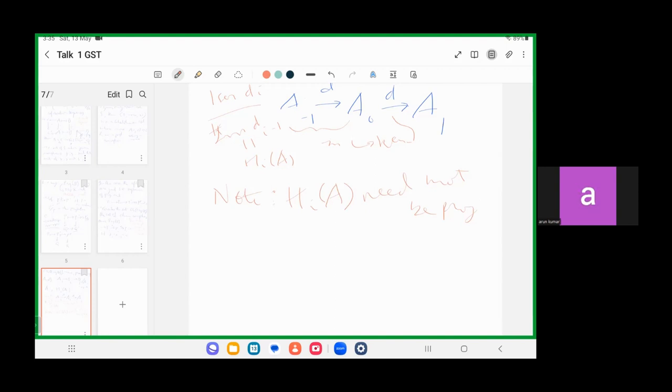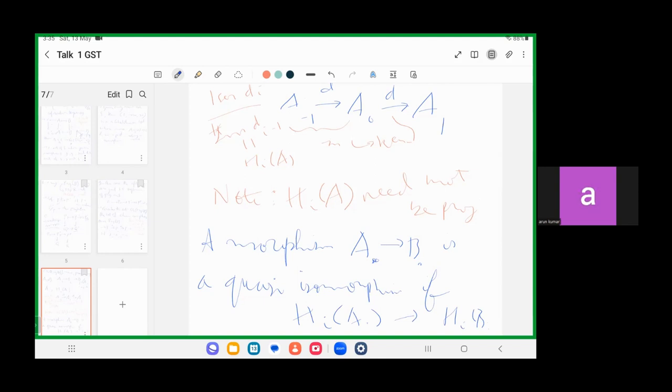The reason we define this homology is that a morphism A dot to B dot between chain complexes is a quasi-isomorphism if the induced map on homologies is an isomorphism. If it's a map of chain complexes, meaning a level-wise map, it commutes with these differential maps D. It is a quasi-isomorphism if the induced map from H_i(A dot) to H_i(B dot) is an isomorphism for all i.